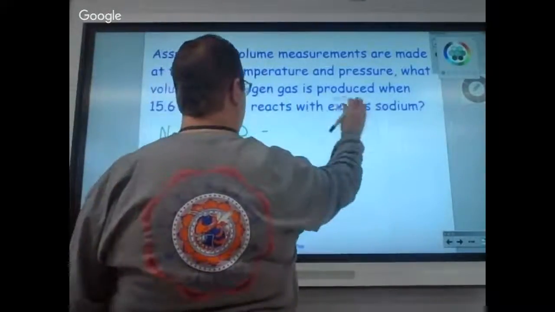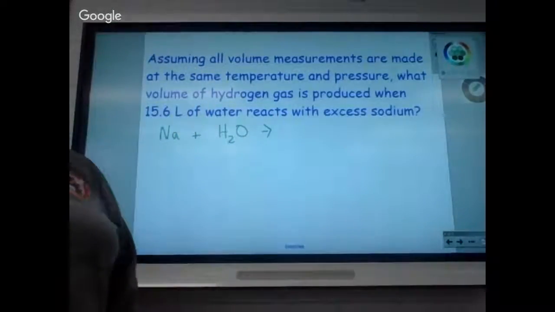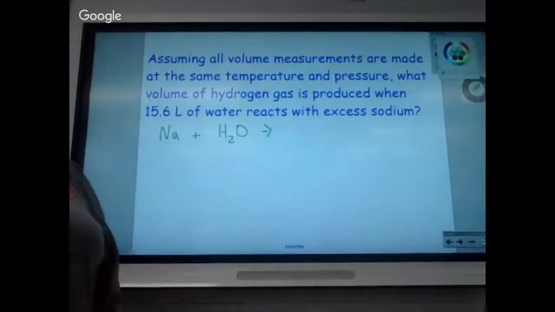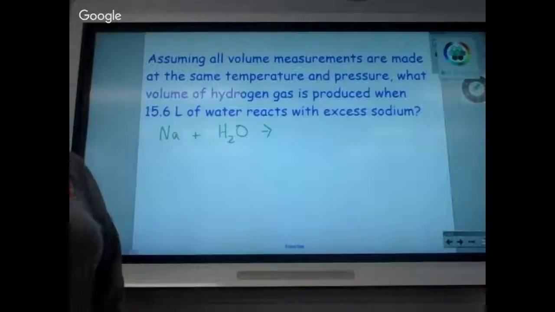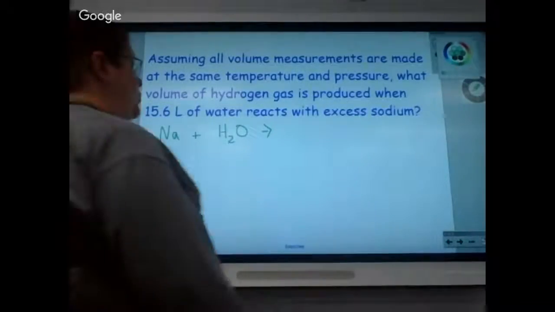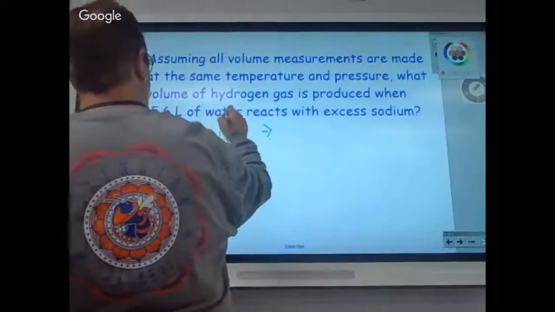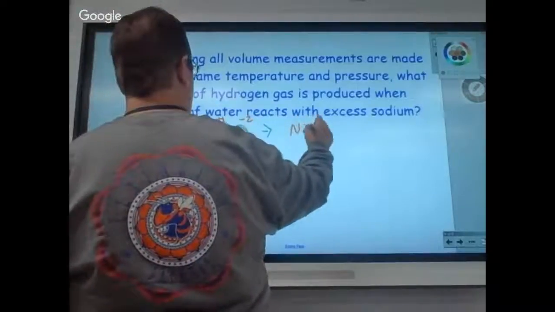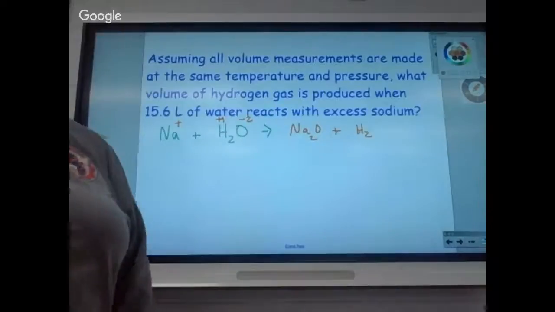What kind of reaction is it? It's single replacement. This is the active metal with water, right? Most people look at it and say, I don't need the chart, it's single replacement. So we look at it and go, oh, okay, +1, +1, -2, and you get Na2O plus hydrogen. Okay, well, it's still wrong.